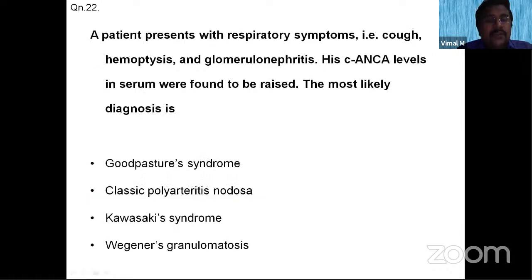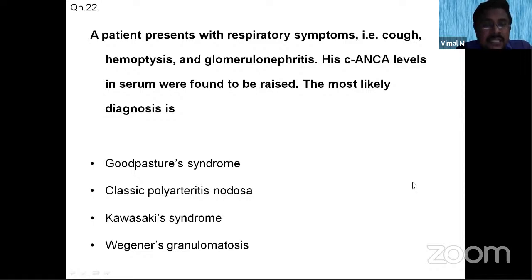Now let us solve this clinical question. A patient presents with respiratory symptoms: cough, hemoptysis, and glomerulonephritis. His C-ANCA levels in serum were found to be raised. The most likely diagnosis is: Goodpasture syndrome, classic polyarteritis nodosa, Kawasaki syndrome, Wegener's granulomatosis.